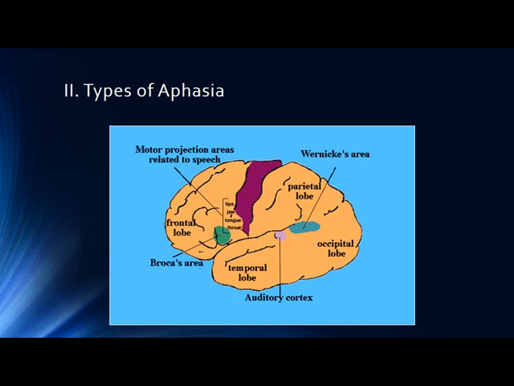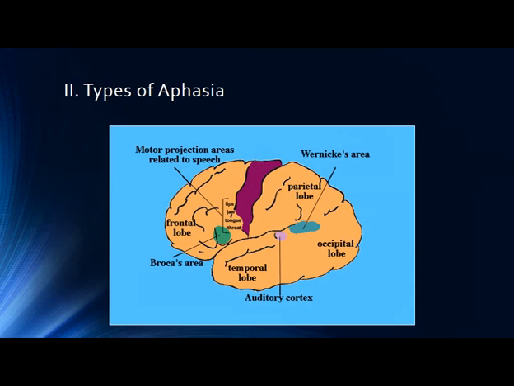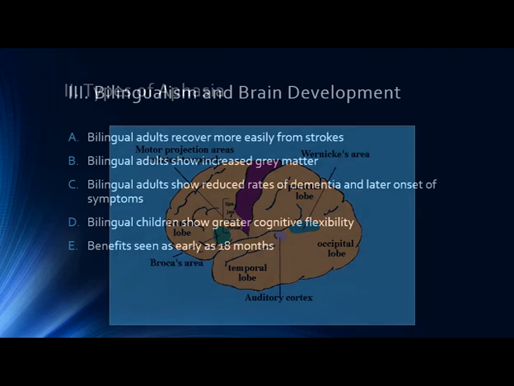So Wernicke's aphasia is occurring right here at the occipital parietal temporal junction. Broca's aphasia occurs here in the frontal area, frontal temporal area, pretty close to the motor projections associated with speech. And then we have the auditory cortex. The information goes from auditory cortex to Wernicke's area, to Broca's area, for example, to repeat words back to you. So that's a quick introduction to different types of language disorders.